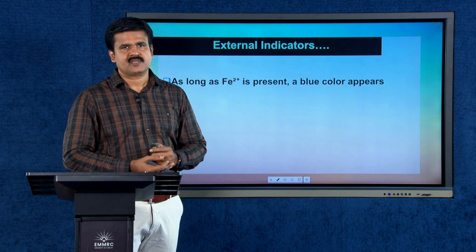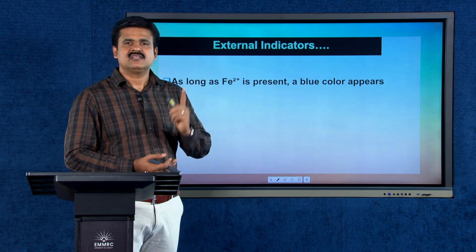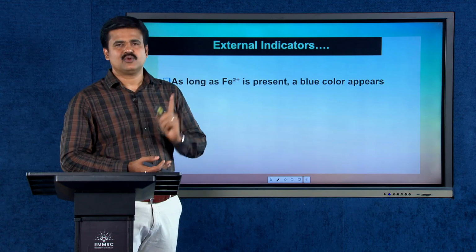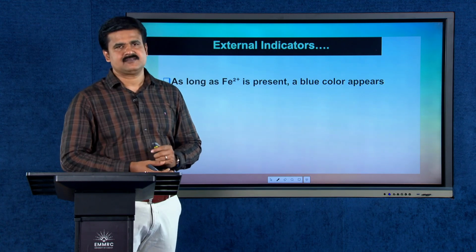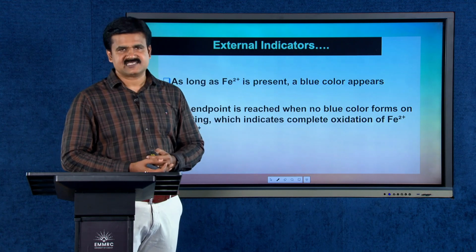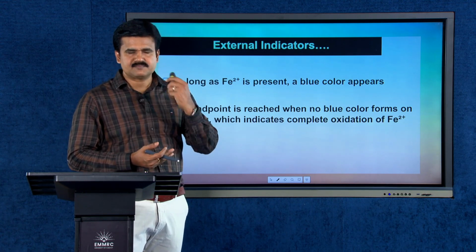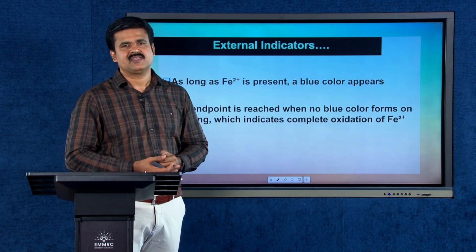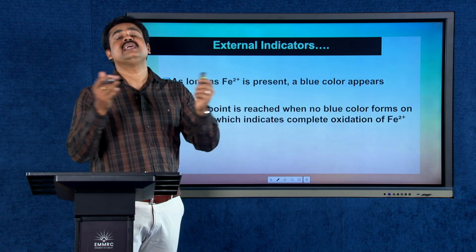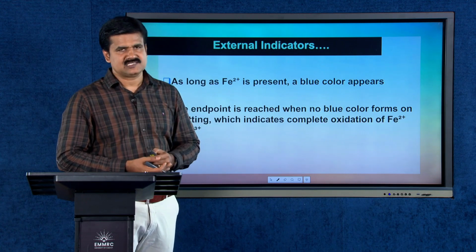drops. As long as Fe2+ ions are present, the blue color persists. But when the end point is reached, no blue color forms during spotting, which indicates that complete oxidation of Fe2+ to Fe3+ occurs.